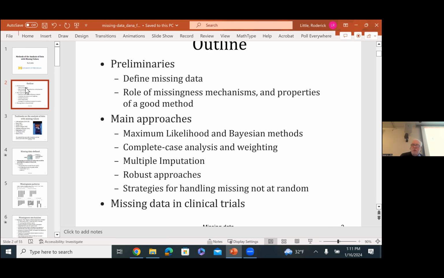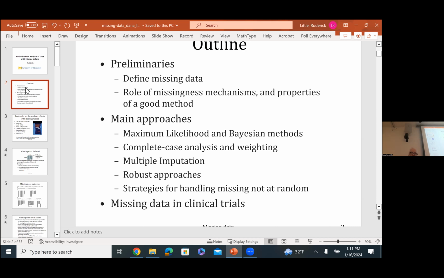All right, I thought I'd give an overview about methods for handling missing data. So first, I have a few preliminaries. I'm going to tell you what I mean by missing data. I'm going to define the term, and then talk a little bit about what made the missing data, the missingness mechanism, which is sort of a fundamental aspect of any missing data method, and then what are the properties of a good method for handling missing data?